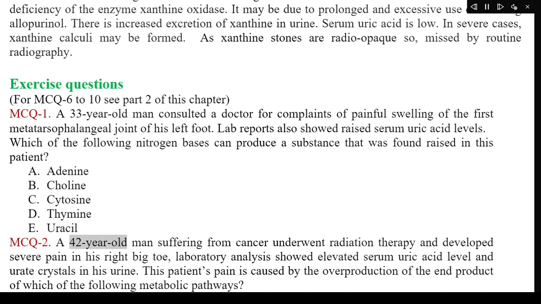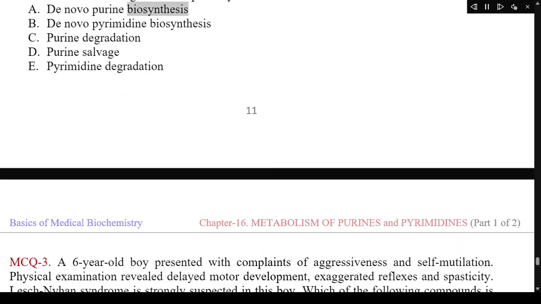MCQ 2. A 42-year-old man suffering from cancer underwent radiation therapy and developed severe pain in his right big toe. Laboratory analysis showed elevated serum uric acid level and urate crystals in his urine. This patient's pain is caused by the overproduction of the end product of which of the following metabolic pathways? De novo purine biosynthesis, de novo pyrimidine biosynthesis, purine degradation, purine salvage, pyrimidine degradation.